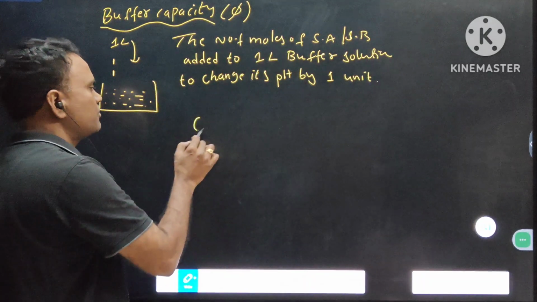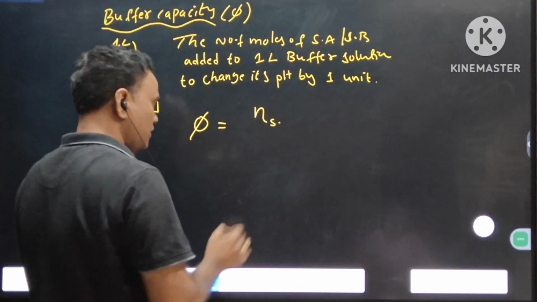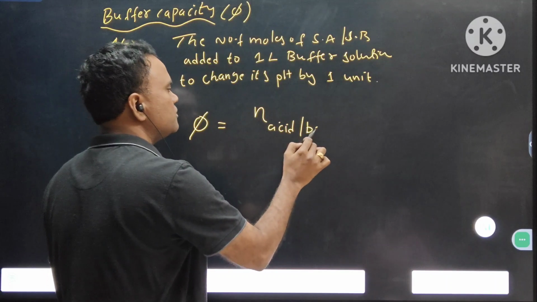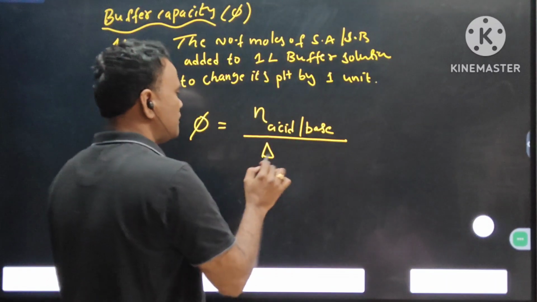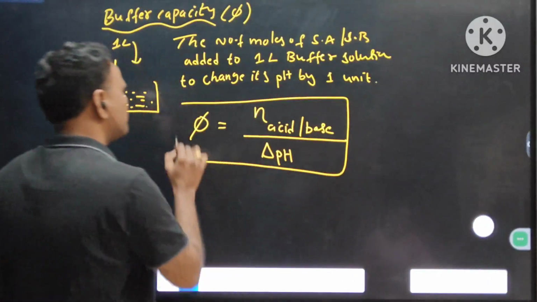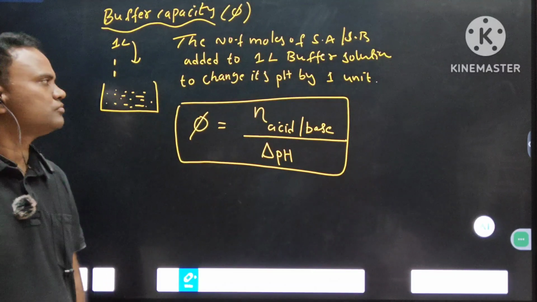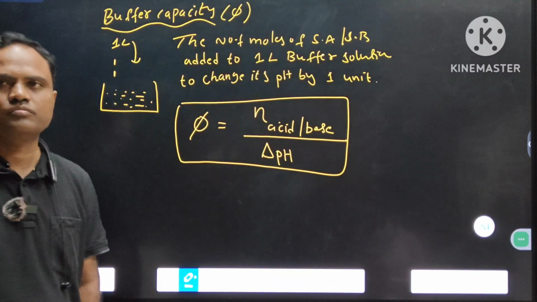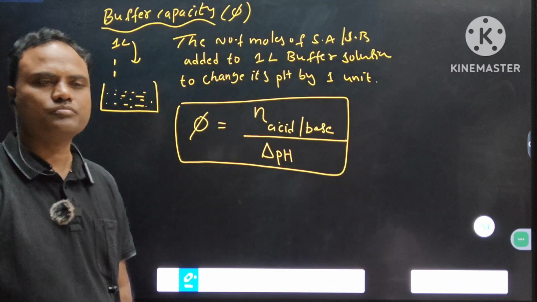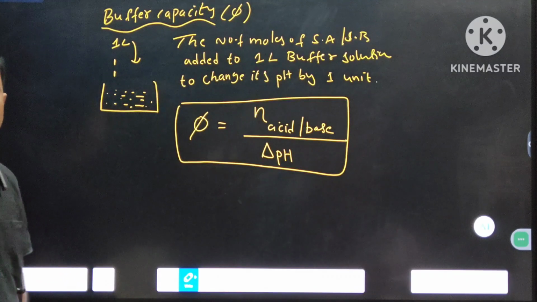Right, see the formula. Number of moles of acid or base divided by delta pH. Delta pH stands for change in the pH. Okay, right.